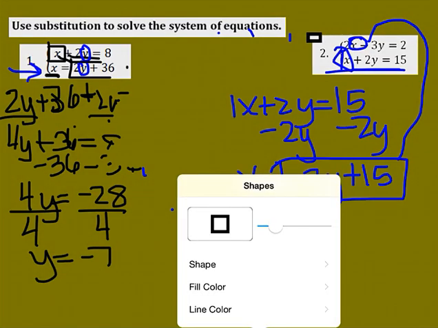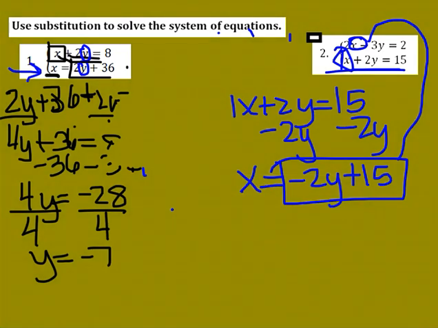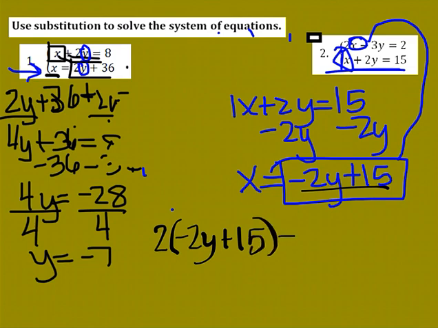So notice how I put it in the top equation, not the second equation. So now I'm going to go ahead and do that substitution. I'm going to take out the x and keep the 2 in, and then I'm going to put this in instead of my x. So I have negative 2y plus 15, or is it minus? Yes, minus 3y is equal to 2.